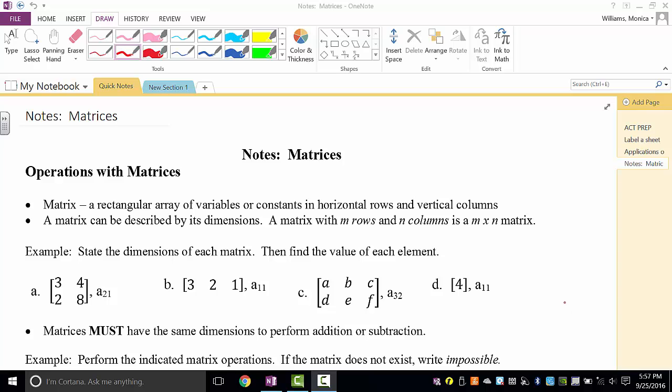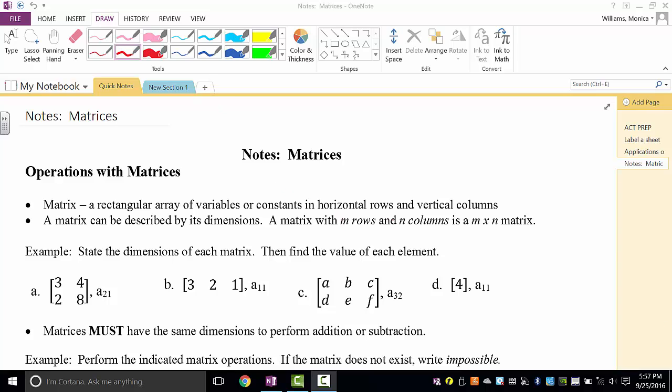A matrix is a rectangular array of variables or constants in horizontal rows and vertical columns. A matrix can be described by its dimensions. A matrix with m rows and n columns is an m by n matrix. State the dimensions of each matrix, then find the value of each element.